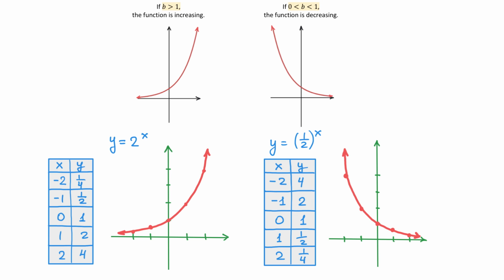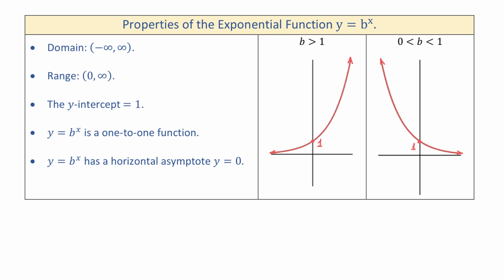And now let's talk about the properties of the exponential functions. First, the domain of the exponential function y equals b to the x power is negative infinity to positive infinity. This means that the graph stretches to the right and to the left indefinitely.